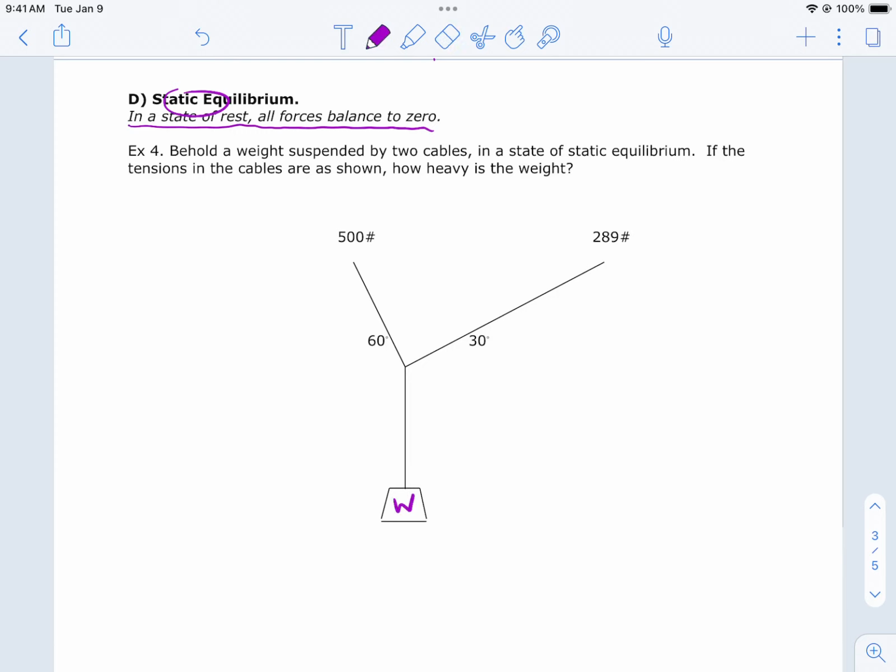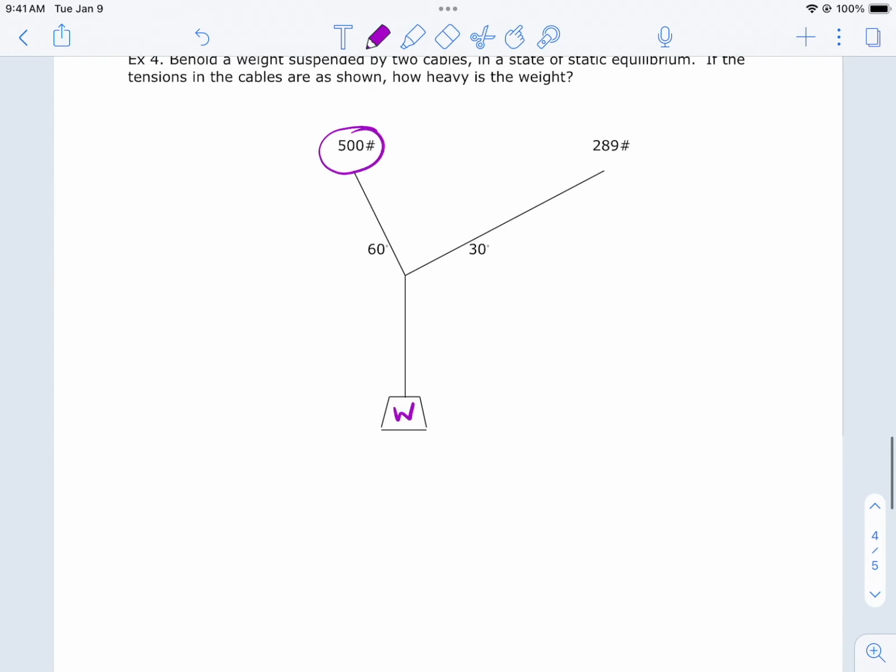Why? Because I know I've got a 500-pound force at 60 degrees. Just kind of draw that. Right? Measure your 60 degrees out. And then tip to tail. Now draw a 289-pound force at a 30-degree angle. It'll come out to something like this.